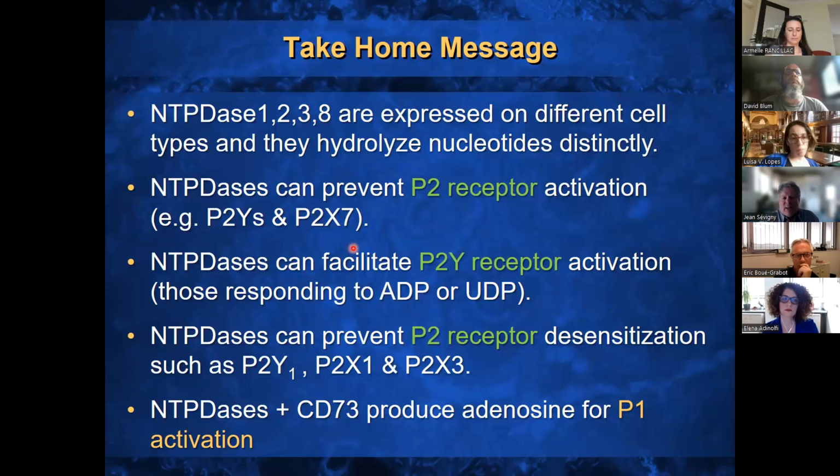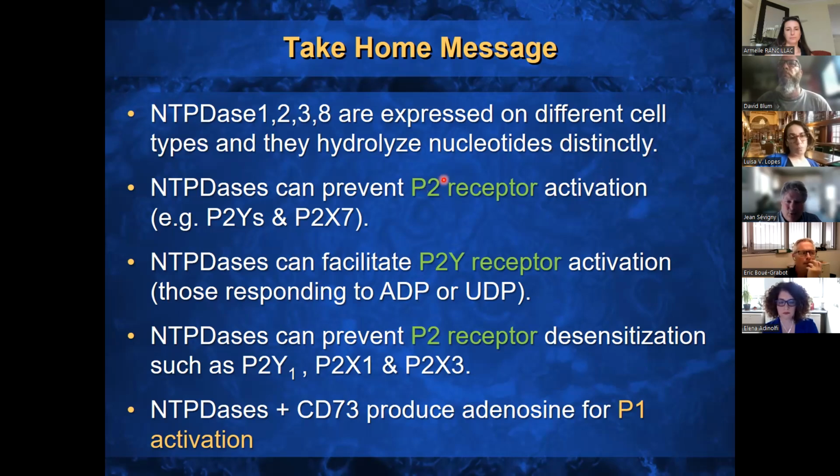So the take-home message that I would like you to remember: if you understand this slide, you can forget everything I said today. So the first point is that NTPDase 1, 2, 3, and 8 are the most important ectonucleotidases and NTPDases to hydrolyze nucleotides at the cell surface. These NTPDases are expressed on different cell types, so you can allow different functions depending on the cell surroundings, P2 receptors, and function of these cells. And these NTPDases hydrolyze nucleotides distinctly. Each of these enzymes will hydrolyze nucleotides distinctly.